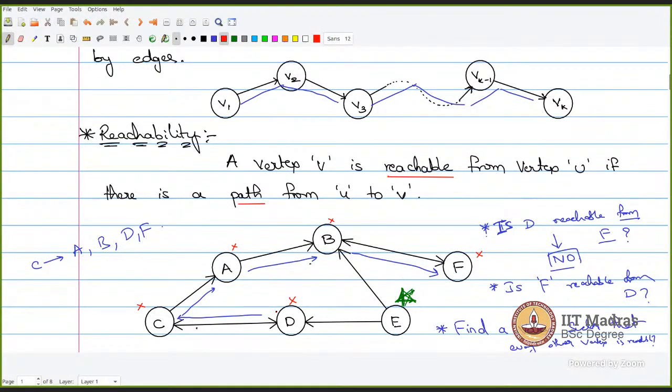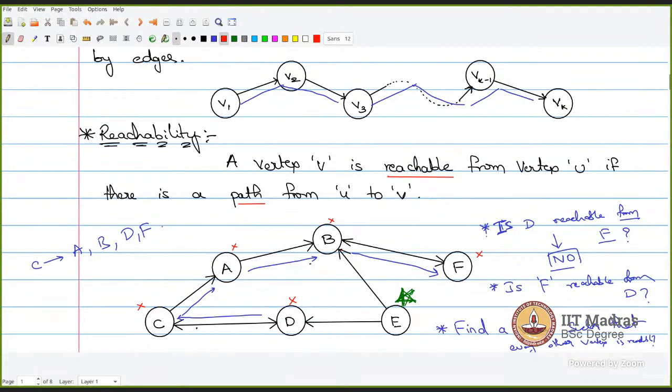So all these have failed. So E, when you come to E, from E you can actually travel to D. From D you can travel to C. From C to A to B, B to F. Or from E to B, B to F. So you can cover every other vertex, or you can find a path from E to every other vertex in the graph.